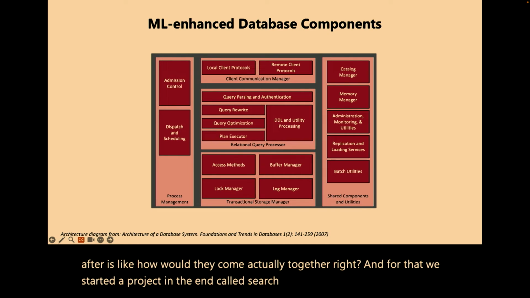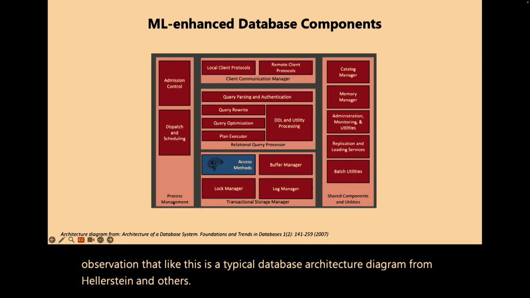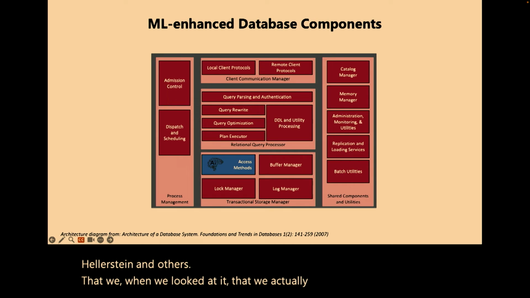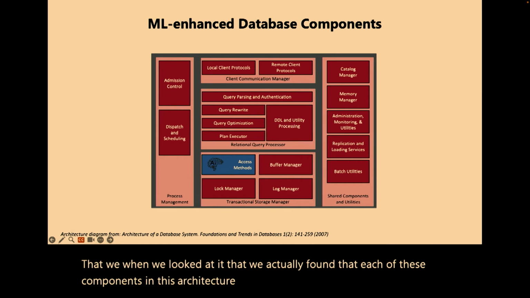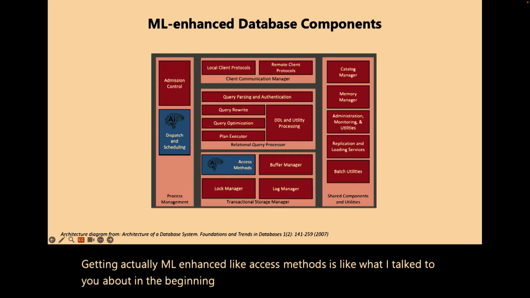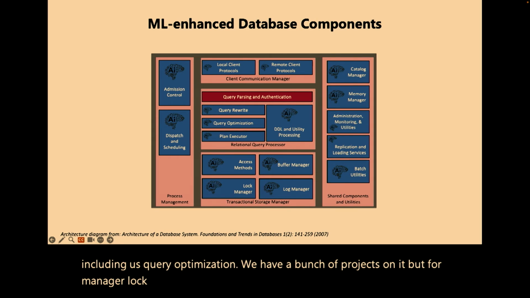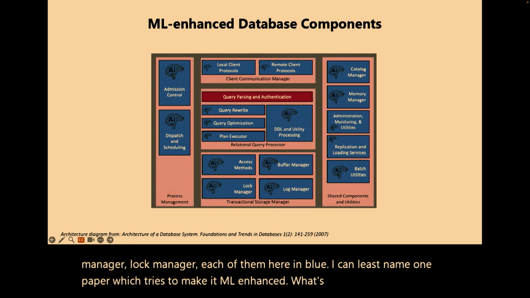It's based on the observation that this is a typical database architecture diagram from Hellerstein and others. When we looked at it, we actually found that each of these components in this architecture diagram is getting ML enhanced. Access methods is what I talked to you about in the beginning with B-trees. People worked on scheduling, including us. Query optimization, we have a bunch of projects on it. Buffer manager, log manager. Each of them here in blue, I can at least name one paper which tries to make it ML enhanced. What's missing so far is how the thing actually comes together.